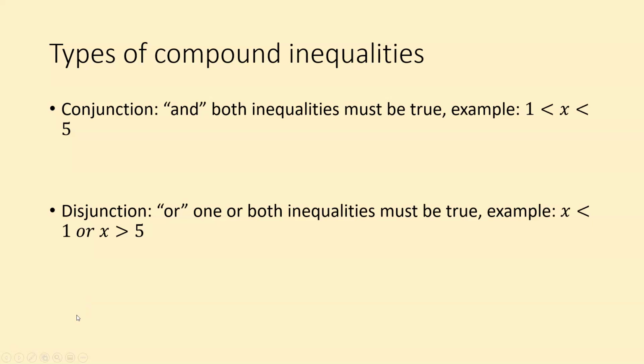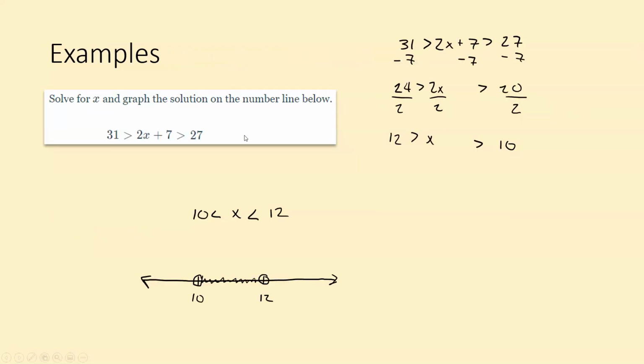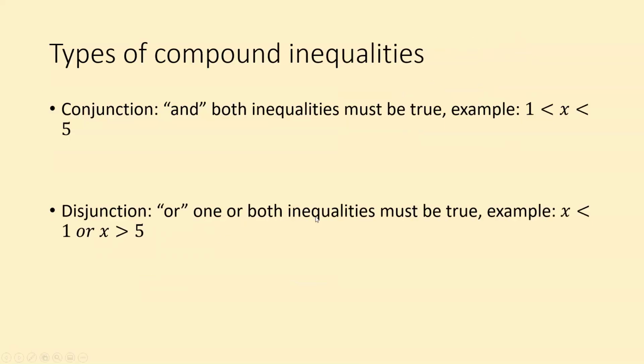So a couple things to note about compound inequalities. We've seen two different types here, conjunction and disjunction. Conjunction is the second one we looked at, that is this one. Those are "and" types, because you might also see them listed as two different inequalities with "and" in the middle. And for those, both inequalities must be true.